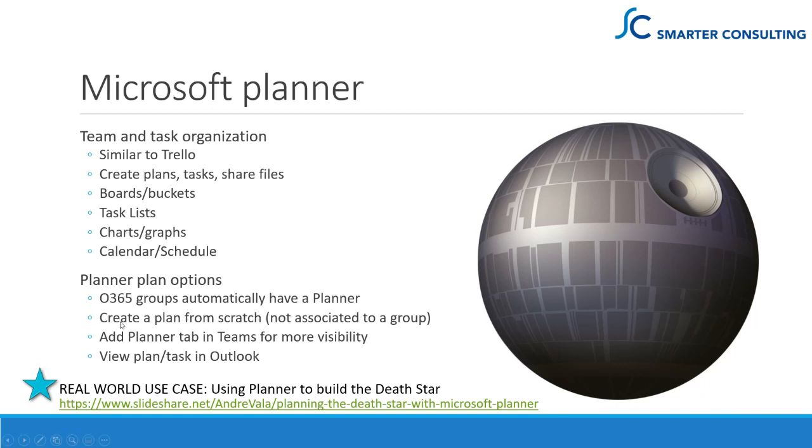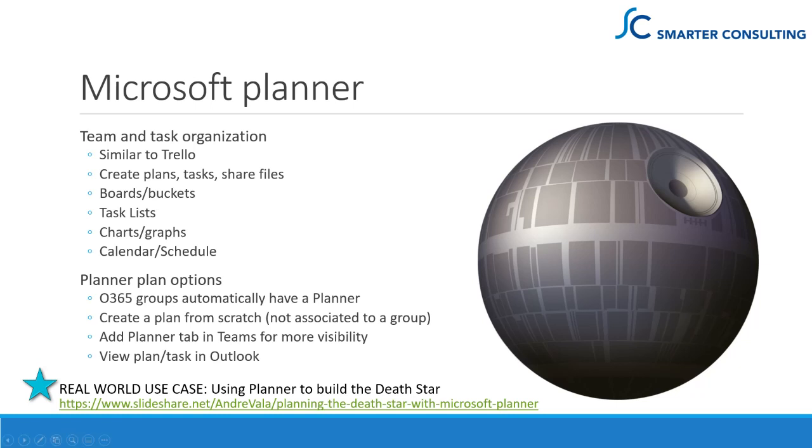All Office 365 groups automatically have a planner. You can create a plan from scratch that's not associated to a group. You can also create additional plans, so you can have multiple plans per group. You can add a tab in Teams to see your plan, and you can also view it in Outlook. In my deck in here, if you want to go to this URL, there's a really fun example of using Planner to build the Death Star if you want to see Planner in action.